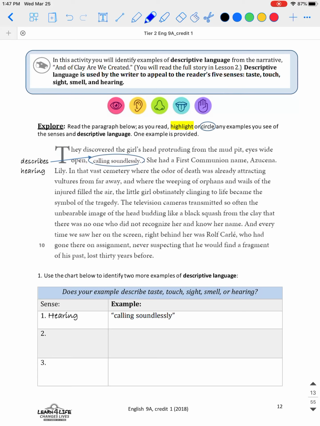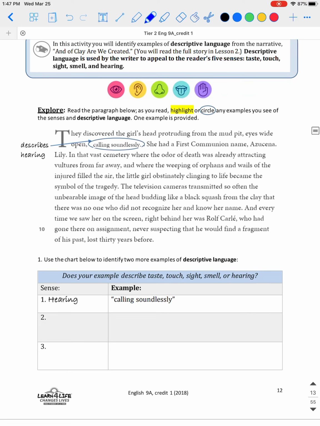For this activity, you will identify examples of descriptive language from the narrative. This story is going to have a lot of descriptive language. That means the writer is appealing to the five senses: sight, hearing, smell, taste, and touch. As you go through and take notes on the story, you need to be circling or highlighting those senses, because that is going to help you in your performance task. Just a little disclaimer there.